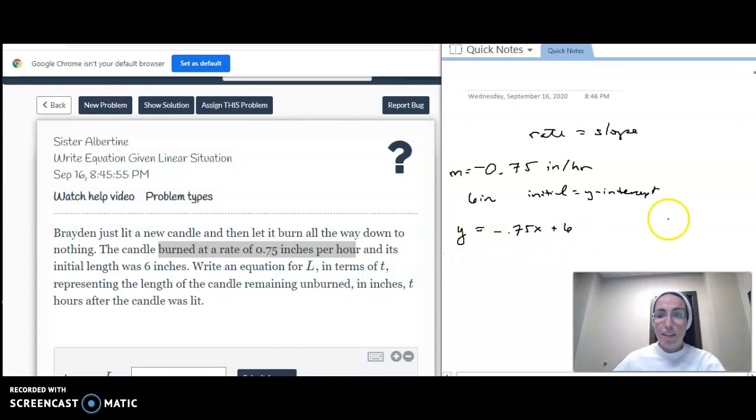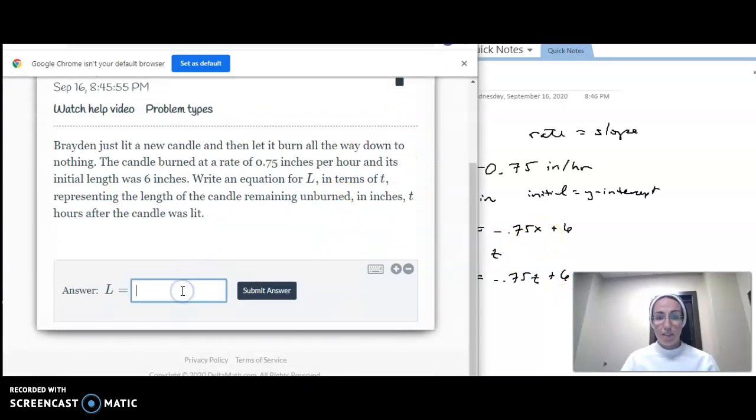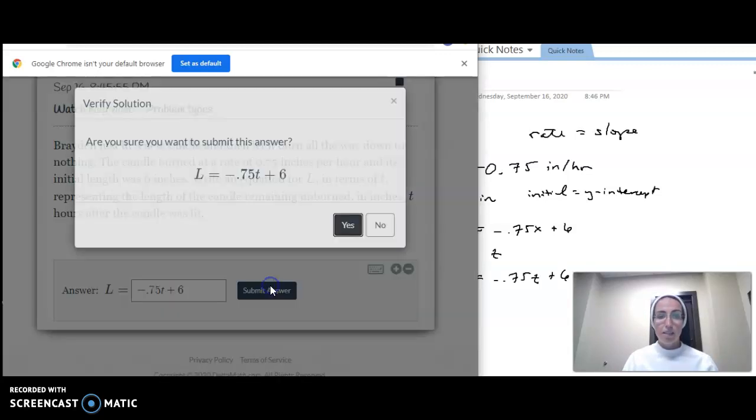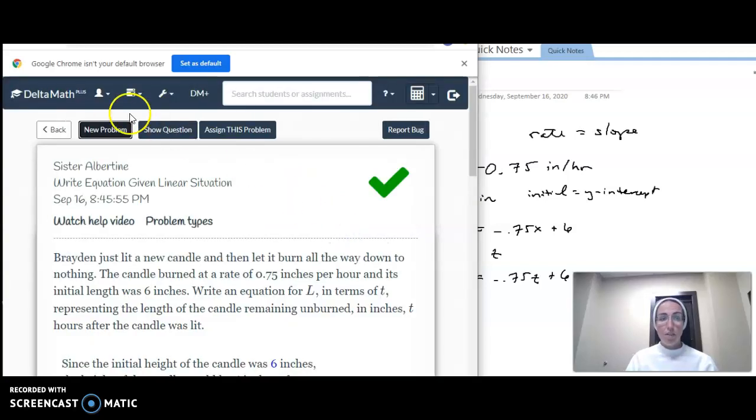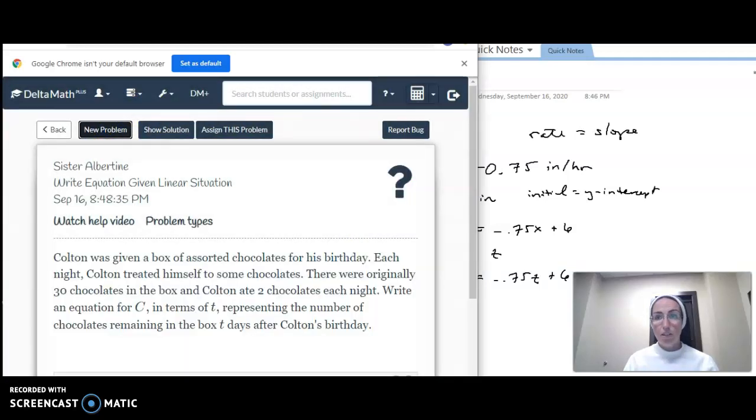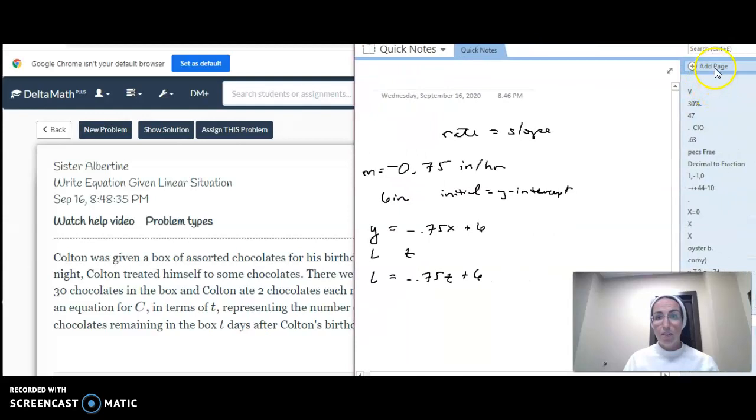But we're not using y and x, we want L and T. So the length of the candle is negative 0.75T plus 6. So L equals negative 0.75T plus 6 is going to be my answer. You don't have to solve for anything, it's just write the equation with the information given.